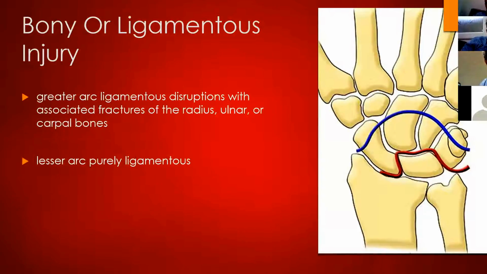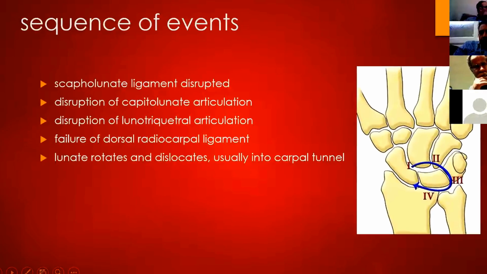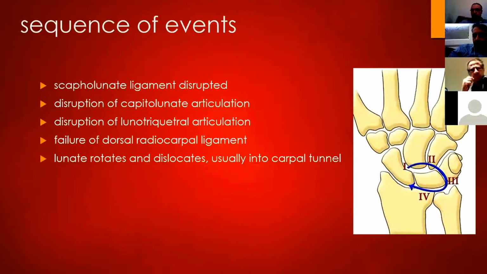The injuries are divided, as I told you earlier, into the greater arc injuries, represented by the blue line here, which involve fractures, and the lesser arc, which is purely ligamentous injury, shown by the red line. The sequence of events in this injury starts from the scapholunate ligament disruption, followed by disruption of the capitolunate articulation. Subsequently, there is disruption of the lunotriquetral articulation, and then failure of the dorsal radiocarpal ligament, which leads the lunate to rotate and dislocate, usually into the carpal tunnel, which is volar.